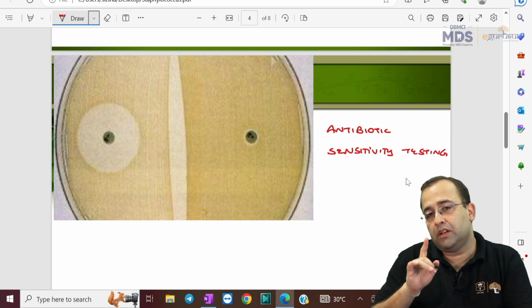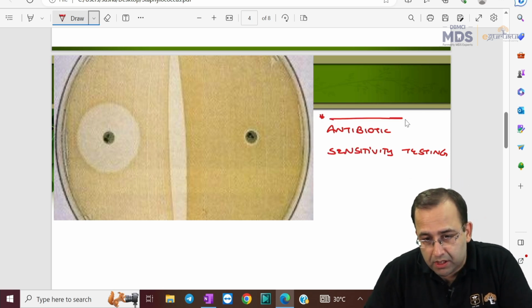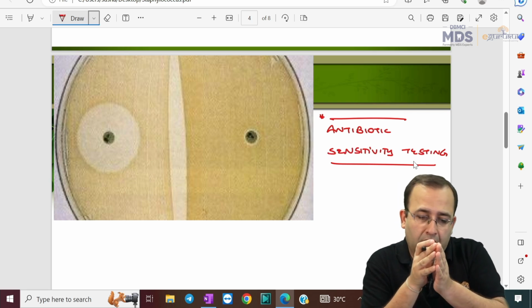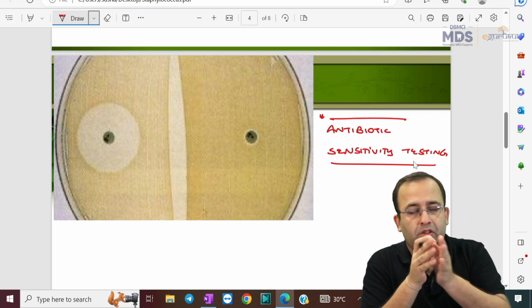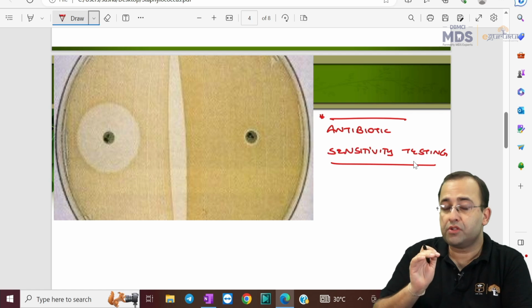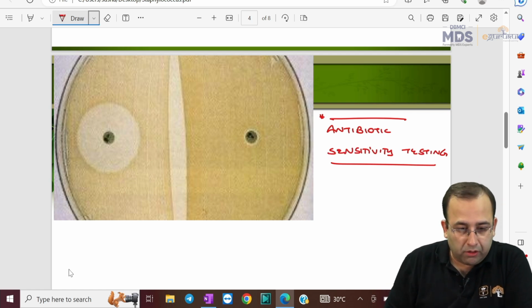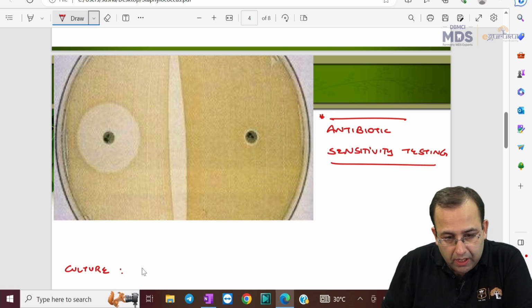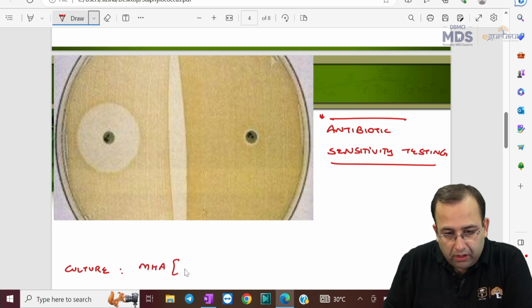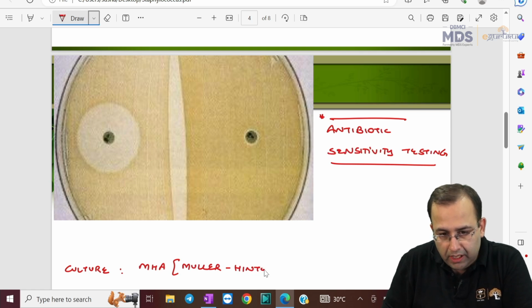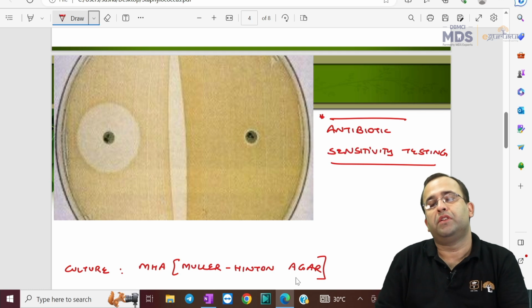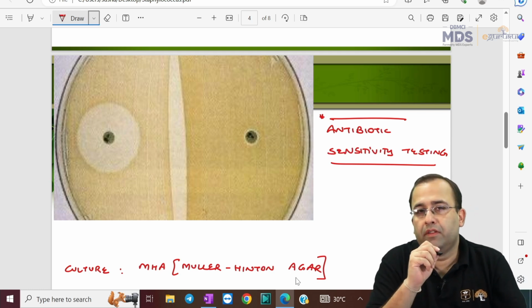First point, which is the culture medium used? All these are the MCQs. All the points that we will be discussing in systemic bacteriology are either the questions which have already been asked or are the prospective questions. First question, and recent PYQ, the culture medium used is MHA, that is Muller-Hinton agar. For antibiotic sensitivity testing, we use MHA, Muller-Hinton agar.